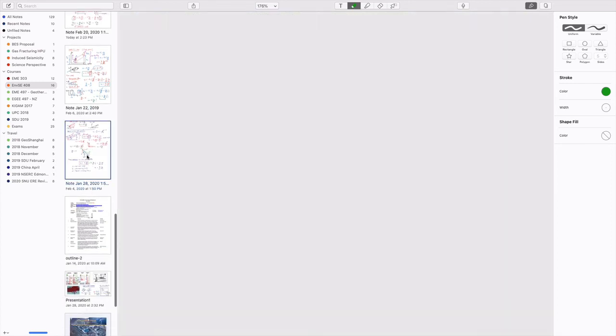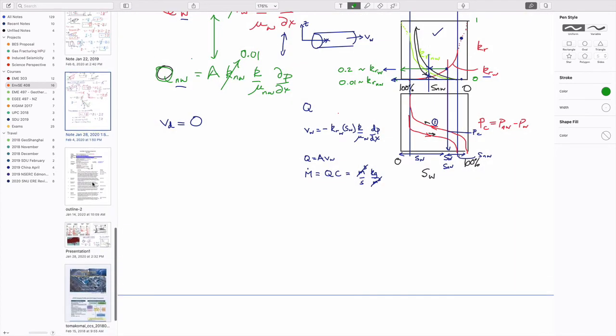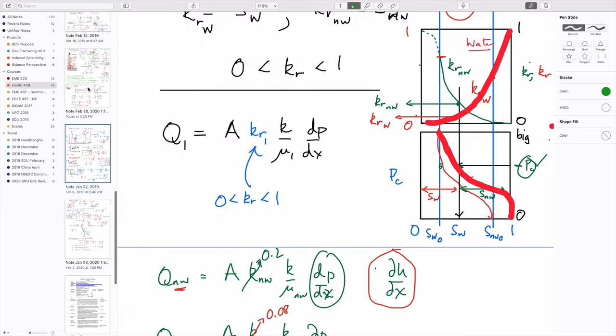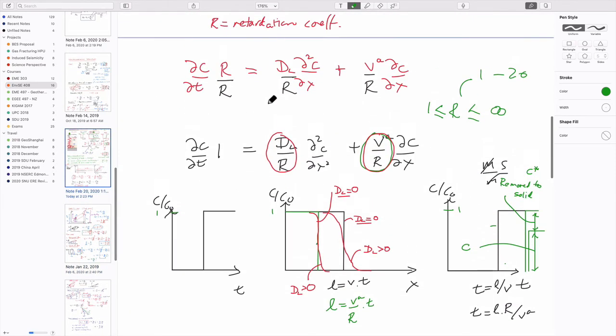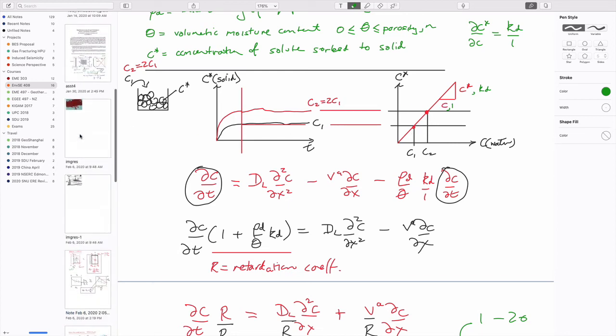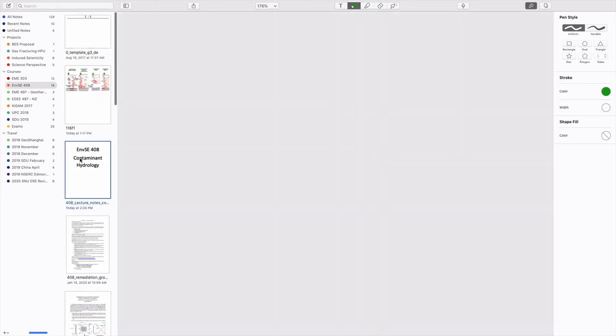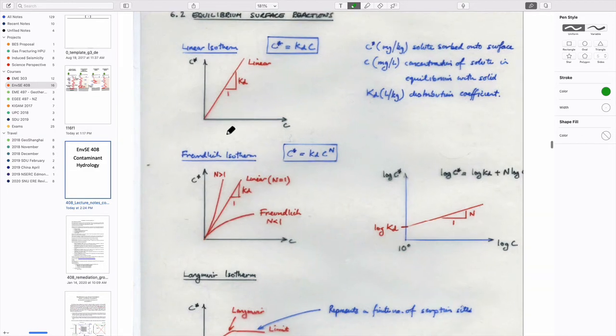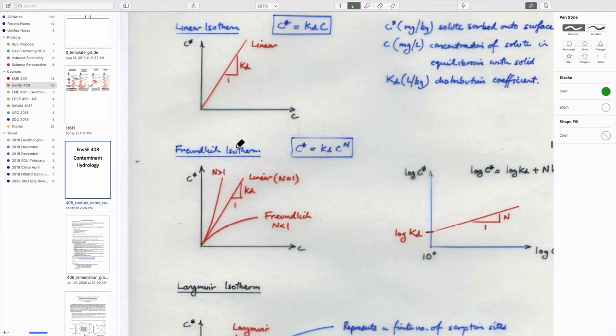We can get this by doing a very simple experiment where we put stuff in contact with the aquifer and we measure the concentration on the solid relative to the liquid aqueous concentration, and we plot those against each other, we get a linear relationship. Sometimes that relationship is not linear, and if it's not linear, there are a variety of different isotherms that describe that behavior.